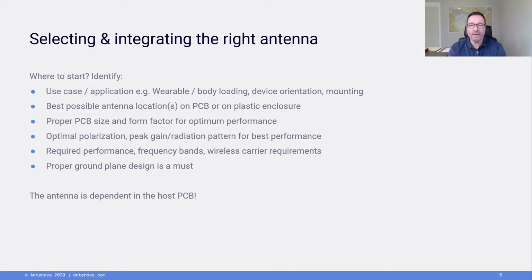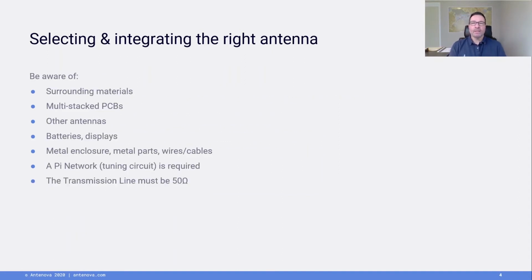Please understand that the antenna has a symbiotic relationship with the host PCB. Selecting and integrating the right antenna: be aware of surrounding materials, heat sinks, batteries, all sorts of metal parts and wires and cables and ribbon cables. Multi-stack PCBs: be aware that for proper antenna performance, we recommend 4 layers or more.